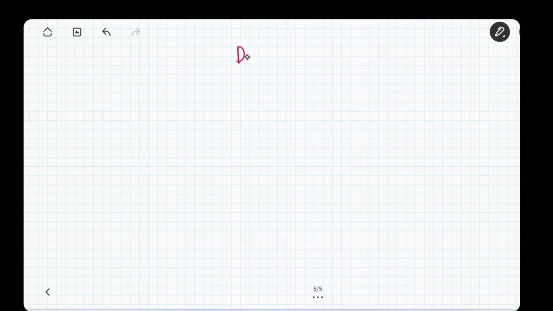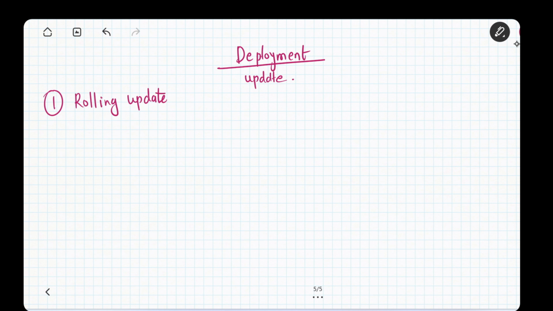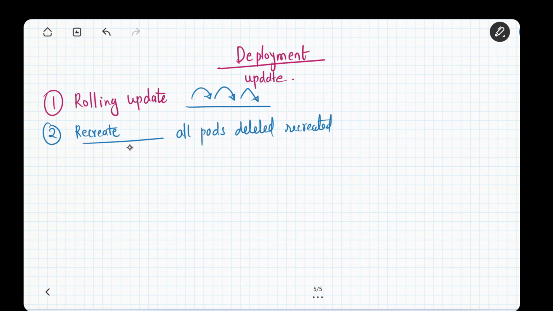And today's topic is deployment, not deployment, but update. So there are a few strategies in deployment. That is the rolling update, which is the default, and the second one is recreate. Here, pods are deleted and recreated one by one. Not all the pods will be killed at the same time, if we define it like that. In recreate, all the pods are deleted and recreated at once.